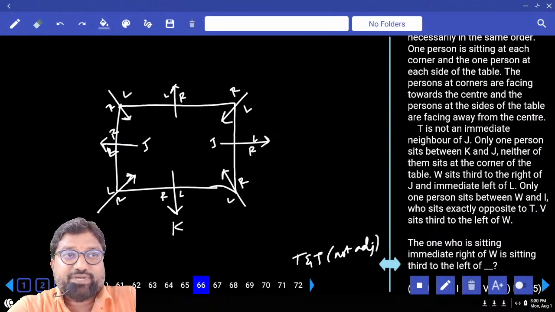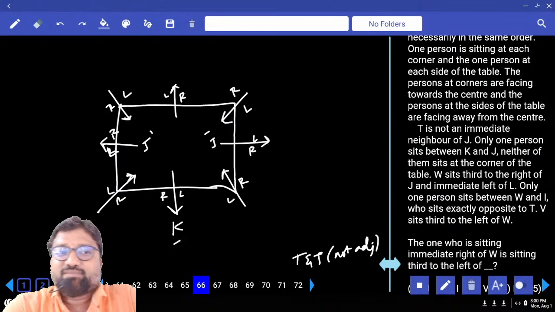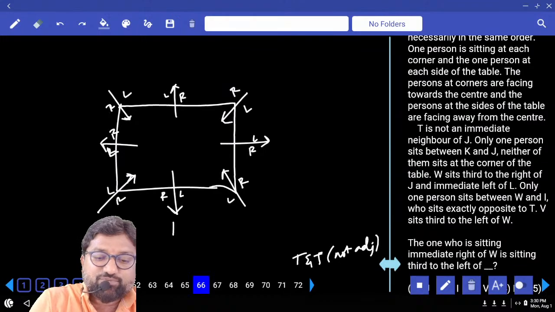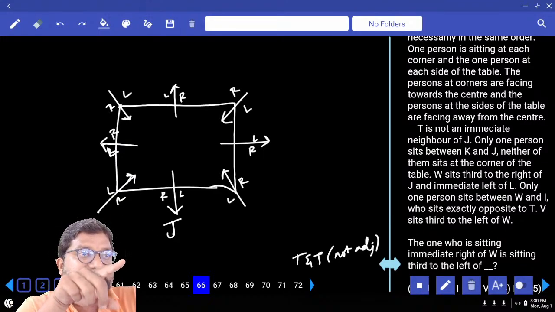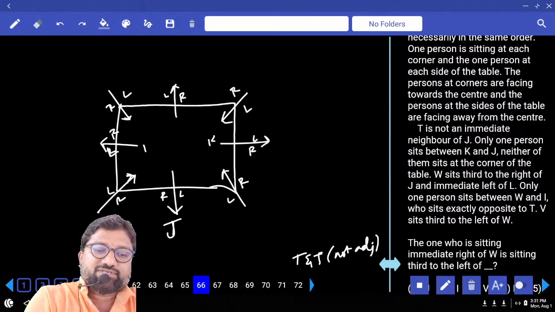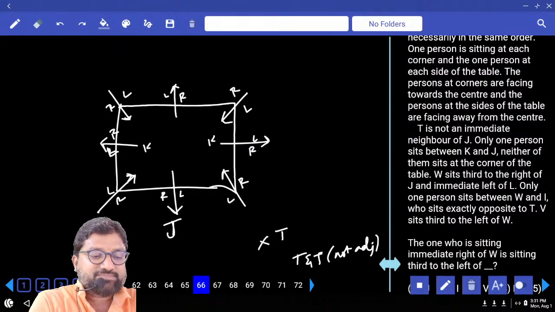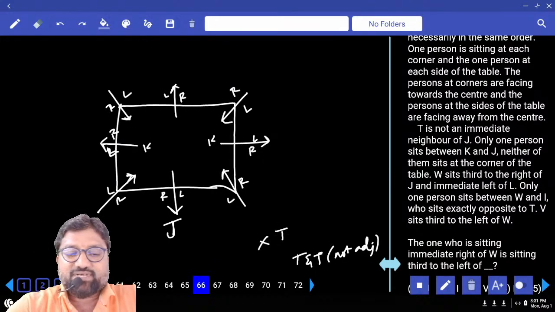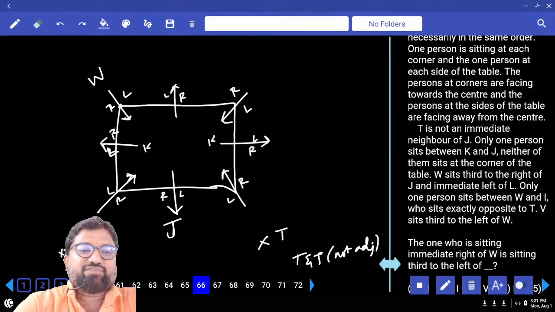Now look at this point here. Now I've placed K here and I have taken J here. But what if I go with J here? That would be much better than taking K. Why? Because there is one person's position depending upon the position of J. So then K can be here, K can be here too. Who sits next to J? T sits. Right? Read now. W sits third to the right of J and immediate left of L.